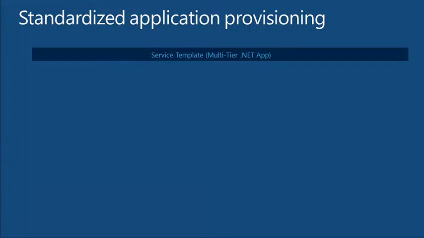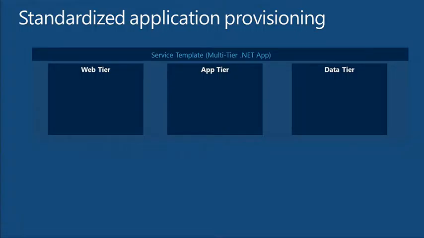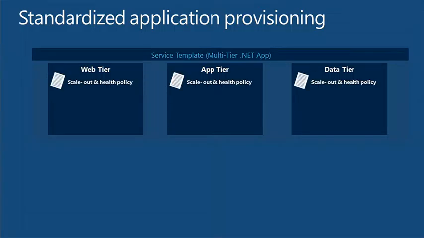In one of these applications, you normally break it down into tiers. So in this .NET application, you have 3 tiers. You have a web tier, an application tier, and a data tier. Now each of these tiers has its own scale out and health policy. That defines if I can scale out that tier, so if I can scale out the web tier, if I can scale out the application tier. It's not really possible with the data tier. I'm not sure why it's in there, but anyways.